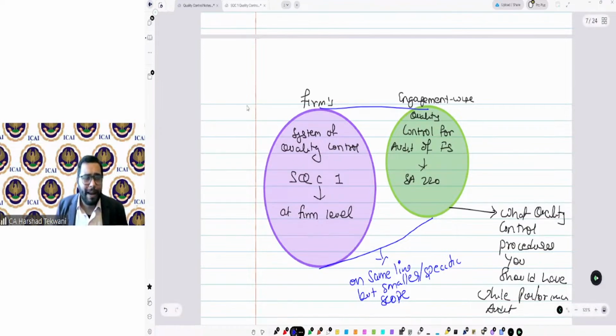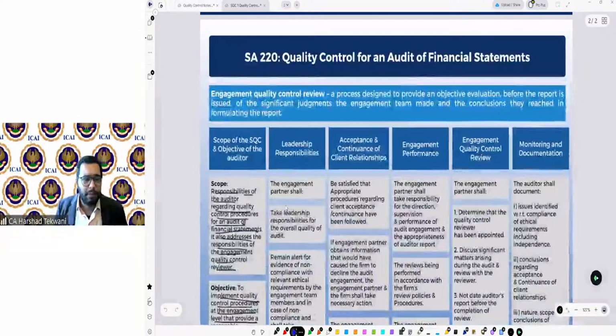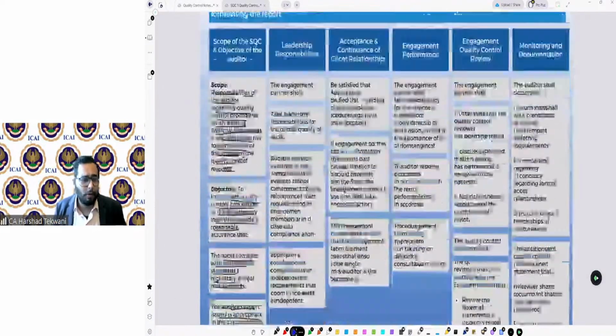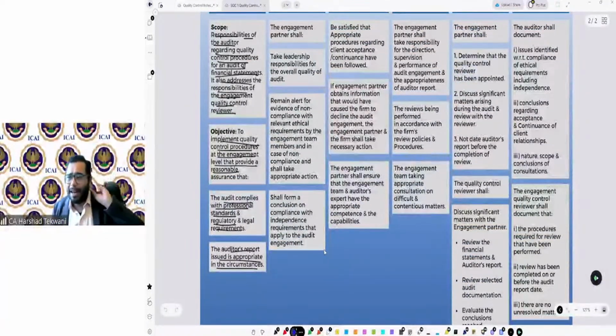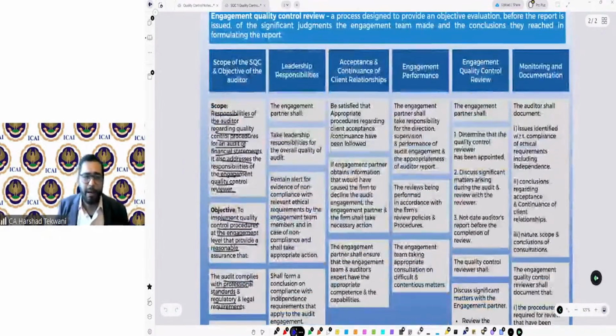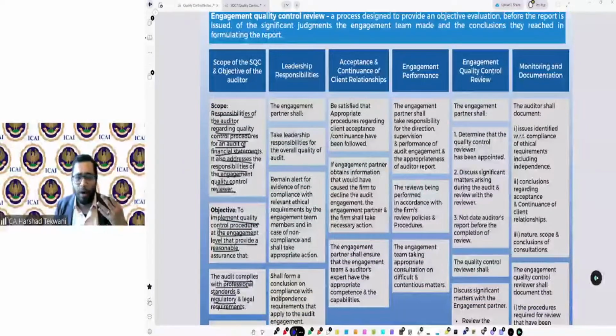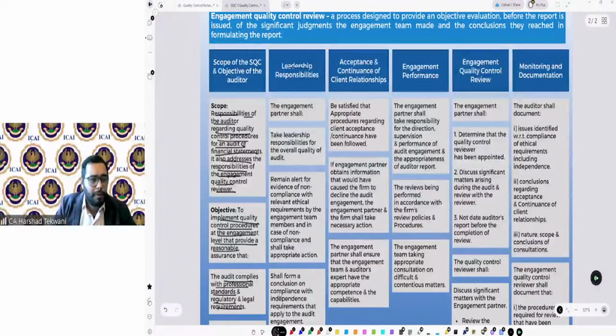Now, when I talk about SA 220, SA 220 is quality control for an audit of financial statements. We saw the scope and objective, which are on similar lines to SQC1. SA 220 provides you five heads wherein you need to have the quality control procedure. That is the leadership responsibility, acceptance and continuance of client relationship, engagement performance, engagement quality control review, monitoring and documentation.